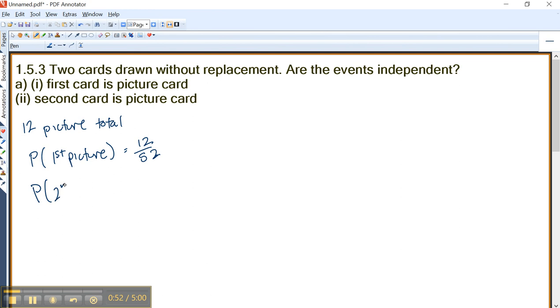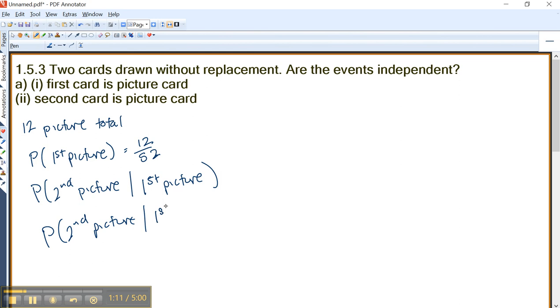The probability of the second picture, though, okay, well, that's going to change a little bit, because your first card could either be a picture or the first card could be not a picture. Those were our 2 possibilities, right? So if our first card is a picture card, then for our second picture card, we only have 11 out of 51 to choose from. But if our first card was not a picture card, we would still have 12 picture cards, but there would only be 51 to choose from.